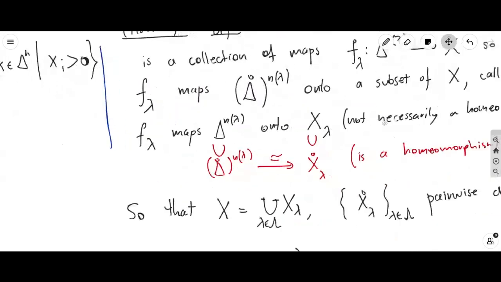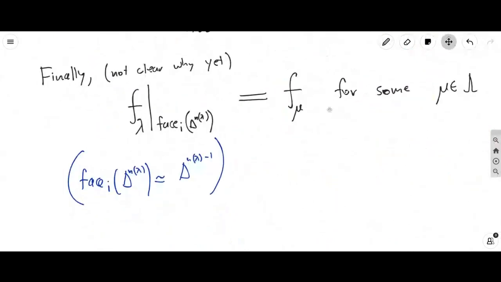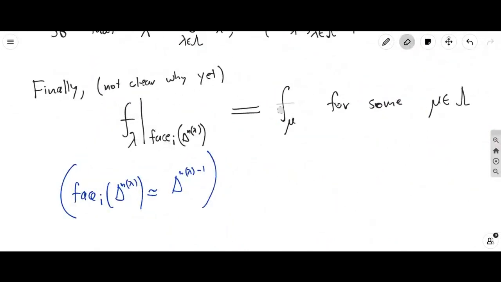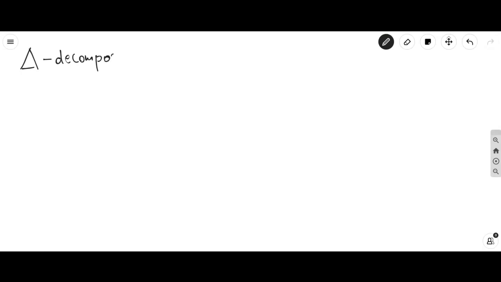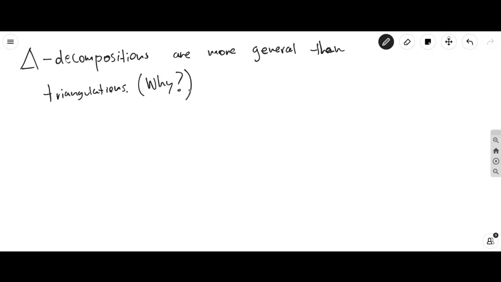Okay, so now the next thing that I want us to say is, what do we do with this? Let me give you an example. Delta decompositions are more general than triangulations. So they give you more freedom. Maybe this is a good question to think about, why that is. It's not really difficult. You just have to run through the definitions.